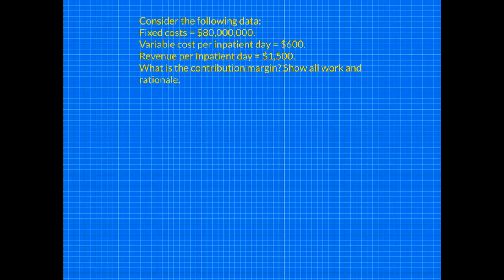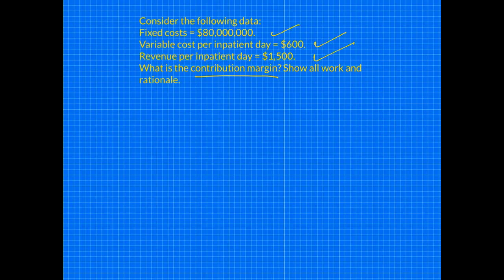We've got, consider the following. We've got some fixed cost listed here at 80,000, or I should say 80 million. We've got our variable costs per inpatient day. We've got our revenue per inpatient day. And what is the contribution margin? So this is a contribution margin question. So let's break this down a little bit. And it's pretty easy. Don't have to overthink this one.